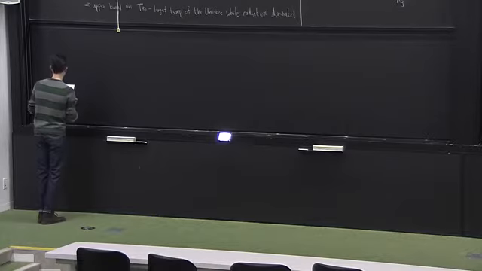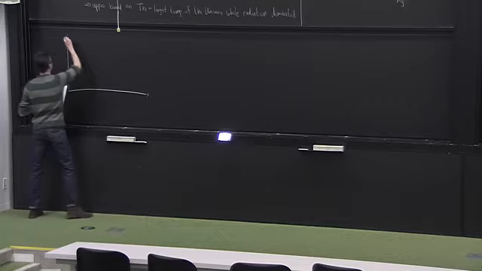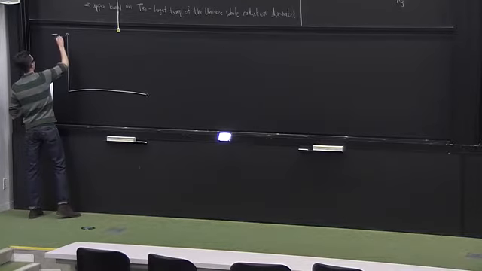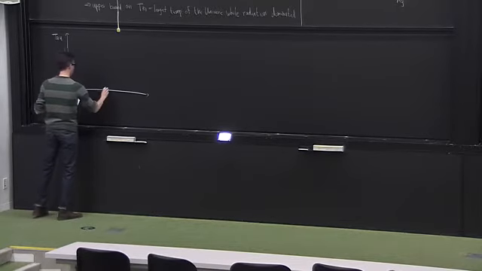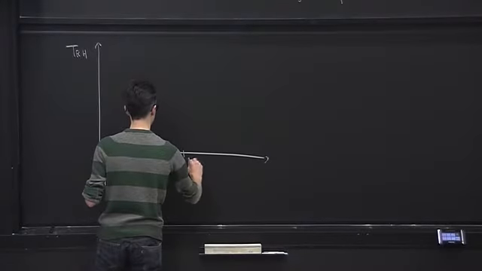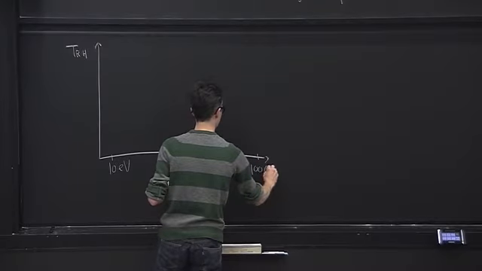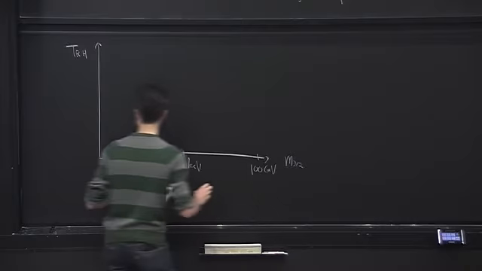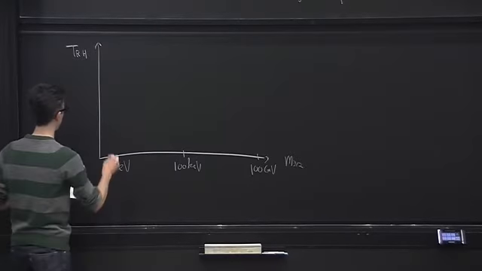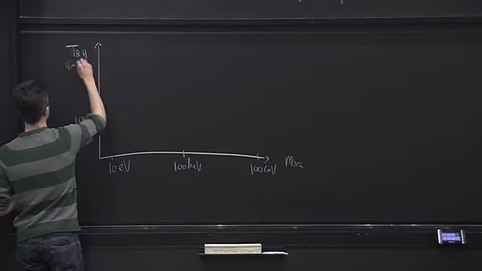So the total net result is I can write a limit on T reheat. So down here I have 10 eV. Here I have something like 100 keV. And then here I have something like 100 GeV. So along this axis I have M3 halves. And I have an upper limit on the reheating temperature. So this is the reheating temperature in GeV.